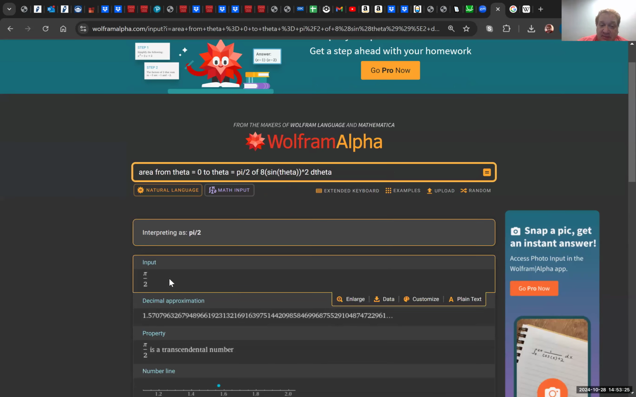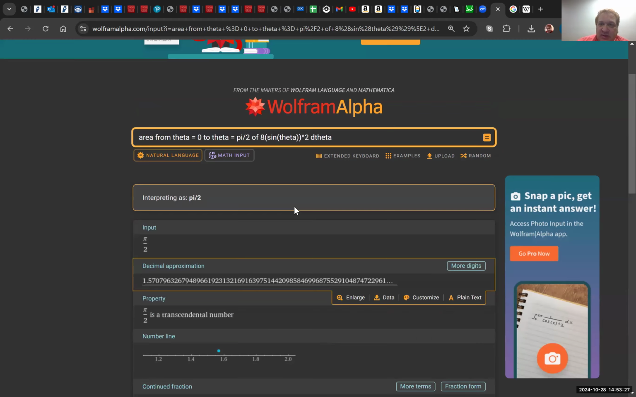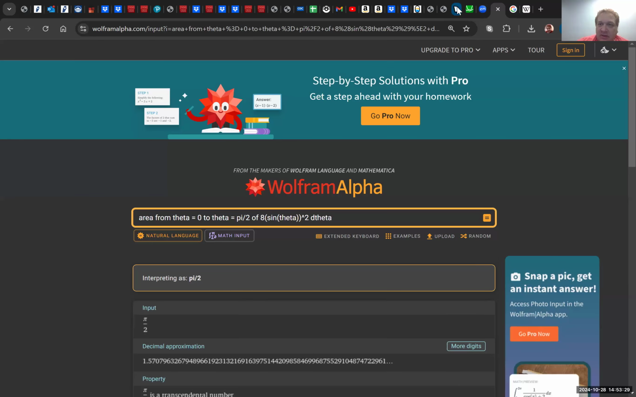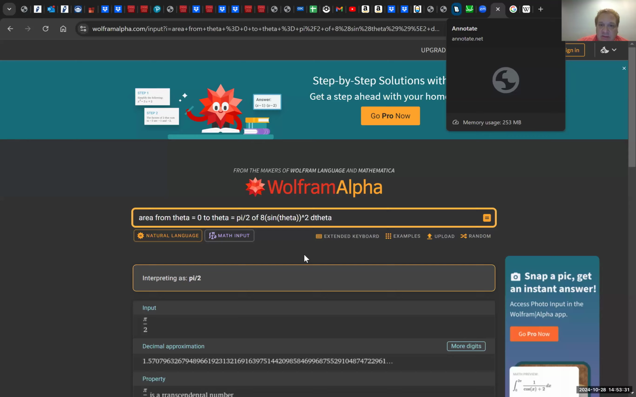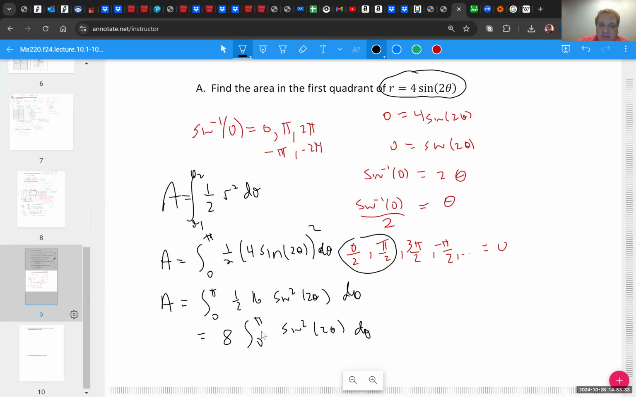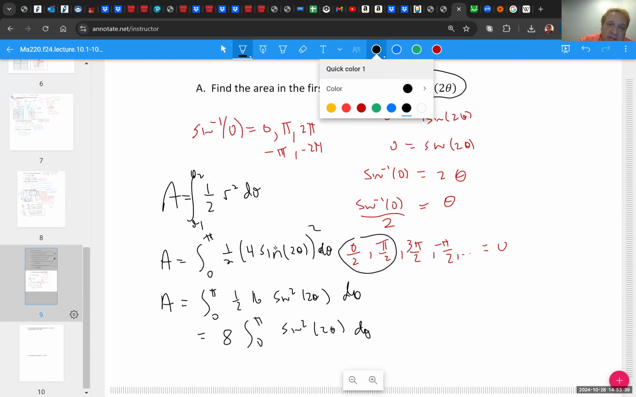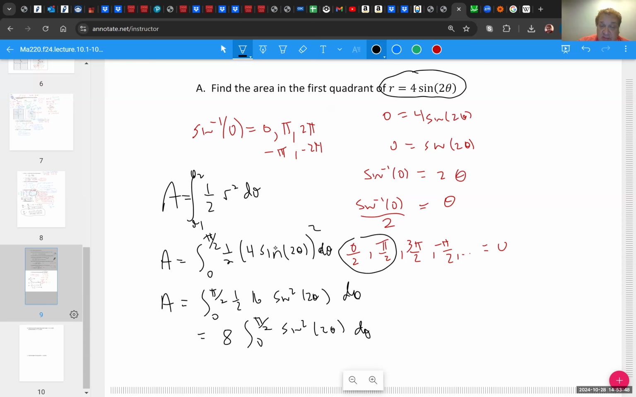It does not understand what I wanted. So let me make sure that I'm actually typing in correctly. I want 8 from 0 to pi, by the way. No, it is 0 to pi over 2. I just typed it in. I wrote it in wrong over here. So 0 to pi over 2. If you're wondering why is he putting pi there, the answer is because he was wrong. So 0 to pi over 2, sine squared of 2 theta d theta.